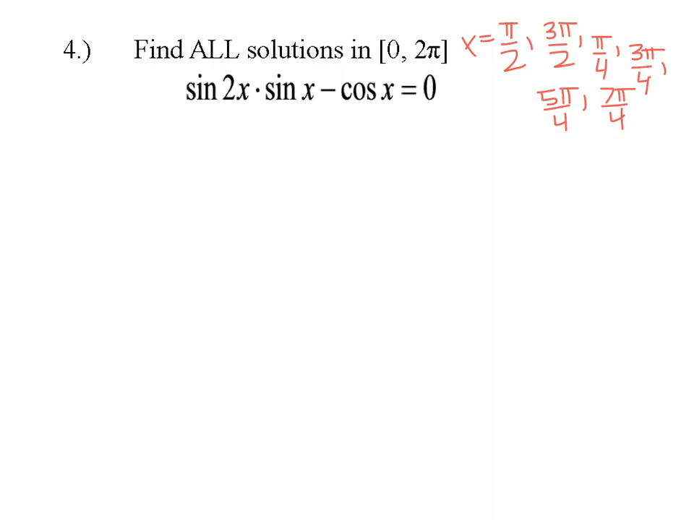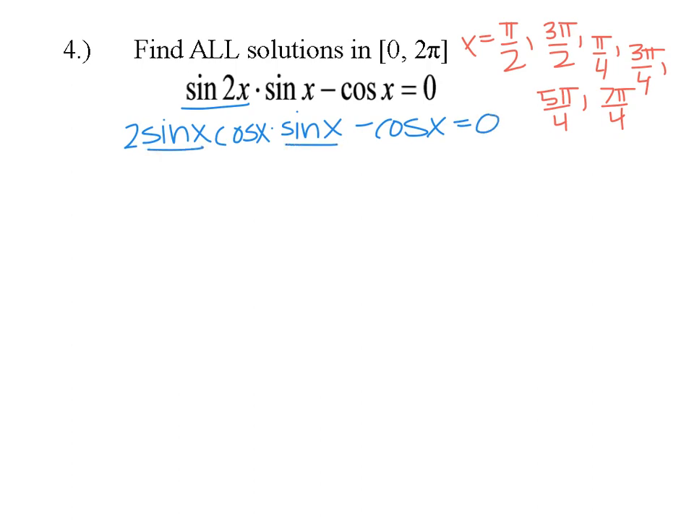So here we have a couple of things going on. We have a double angle identity for sine, and then we have a regular sine and a regular cosine. So what I recommend doing is, since the double angle identity for sine of 2x is just in terms of sine and cosine, we're going to rewrite that. 2 sine x cosine x. So that replaces the sine 2x, and don't forget that's all times sine x minus cosine x equals 0.